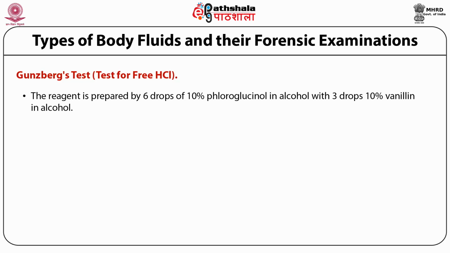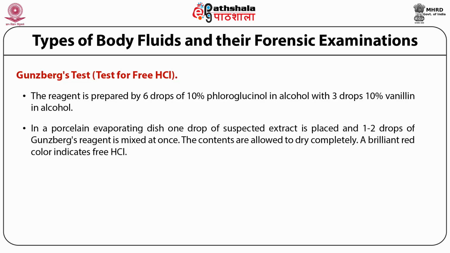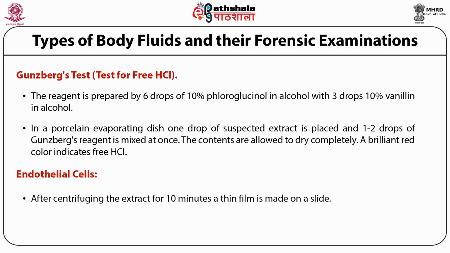Gunzberg's test tests for free HCl. The reagent is prepared by mixing 6 drops of 10% phloroglucinol in alcohol with 3 drops of 10% vanillin in alcohol. In a porcelain evaporating dish, 1 drop of suspected extract is placed, and 2 drops of Gunzberg's reagent are mixed at once. The contents are allowed to dry completely. A brilliant red color indicates free HCl. Then, to understand epithelial cells, after centrifuging the extract for 10 minutes, a thin film is made on a slide. The epithelial cells are observed under the microscope.